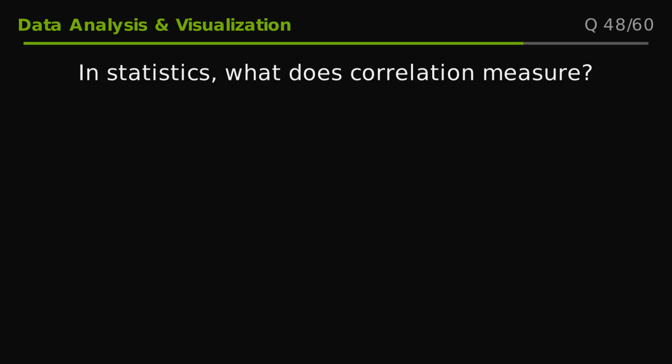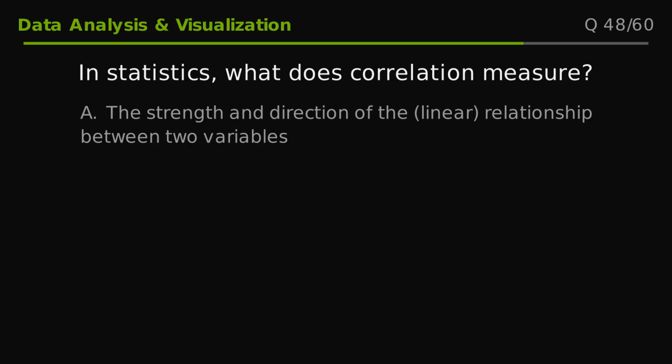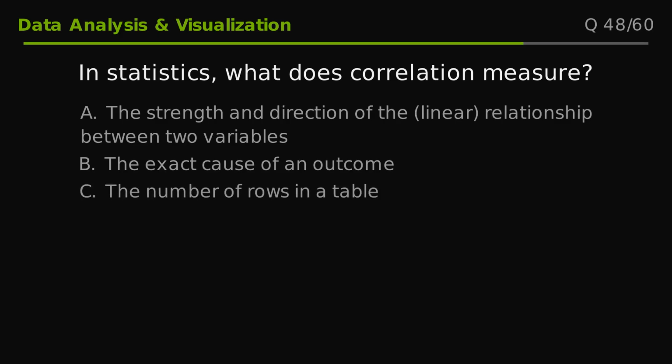Question 48. In statistics, what does correlation measure? Option A. The strength and direction of the linear relationship between two variables. Option B. The exact cause of an outcome. Option C. The number of rows in a table. Option D. The file format of a dataset.